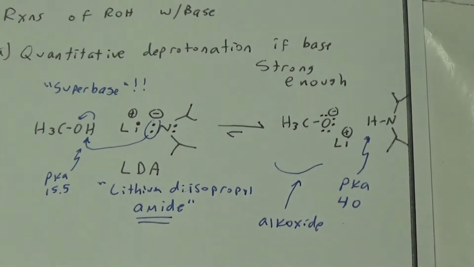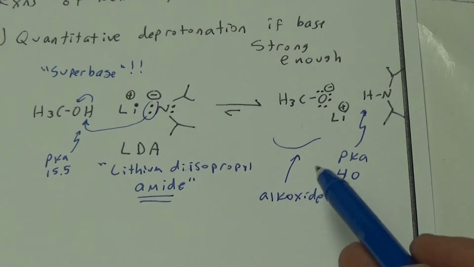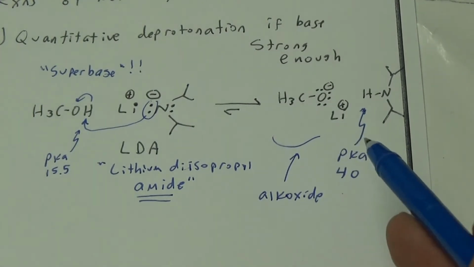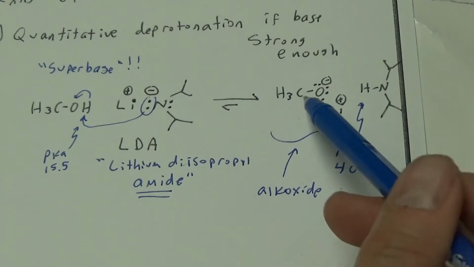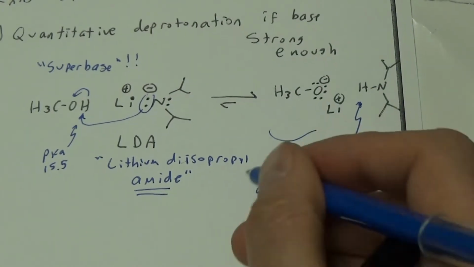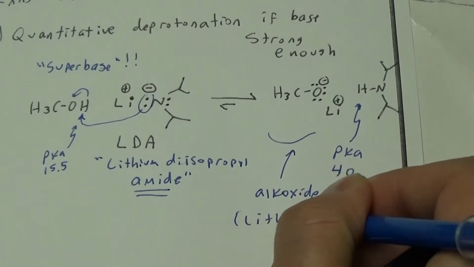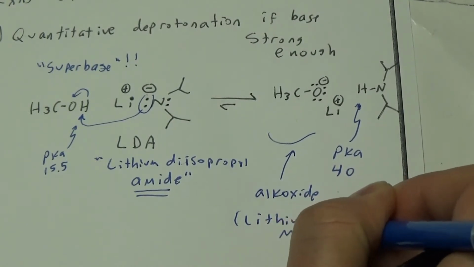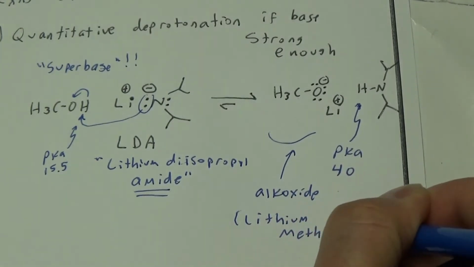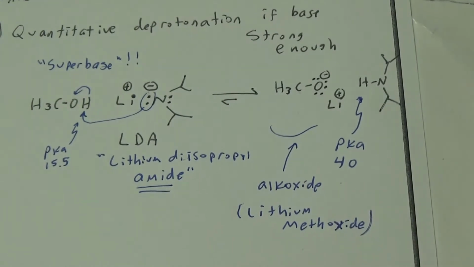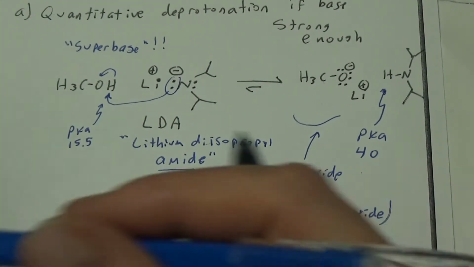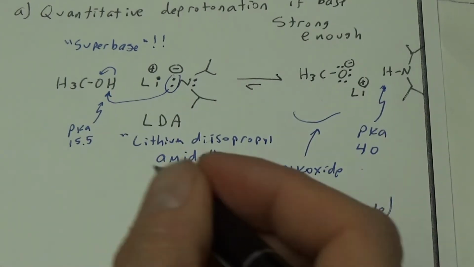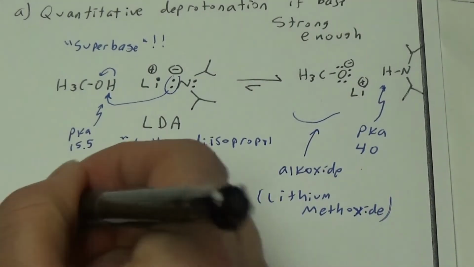It's like an alcohol with a proton missing, and then you have a metal salt on there, an alkoxide. This specific one is also called methoxide. It might be called lithium methoxide. We've talked before about sodium methoxide and potassium methoxide. Okay, another example.